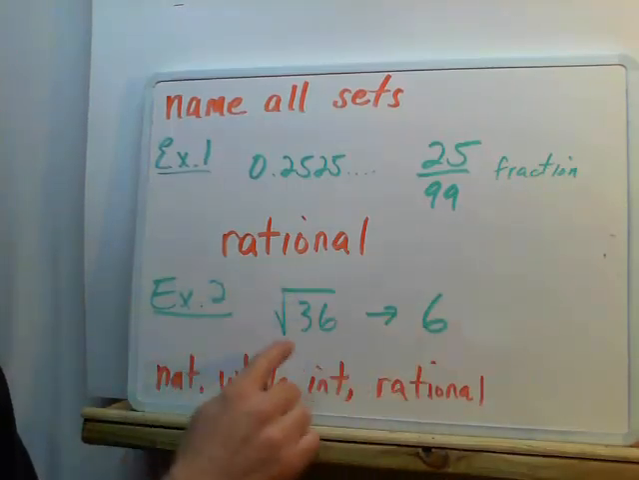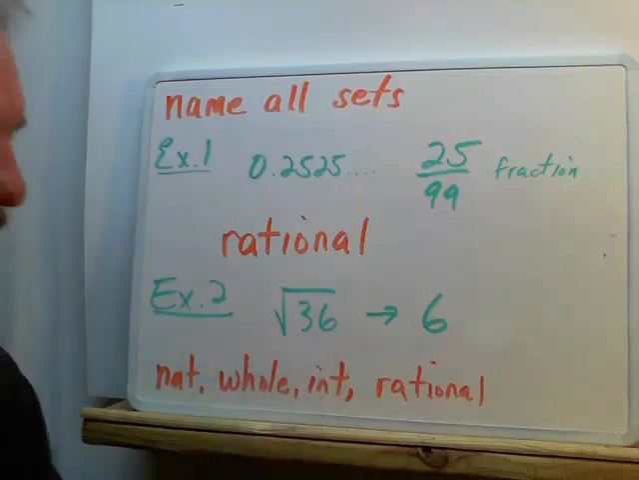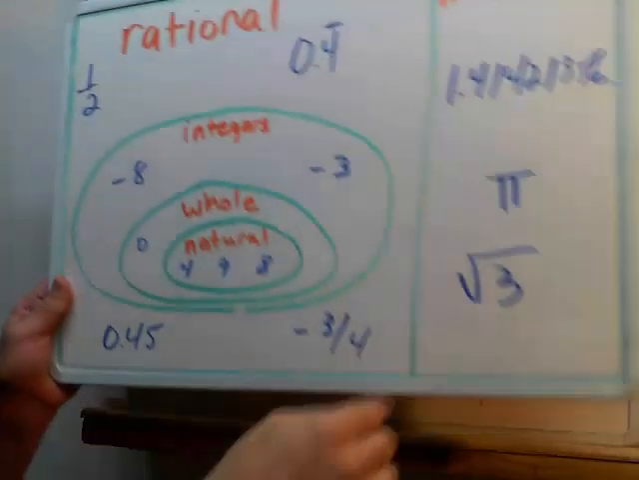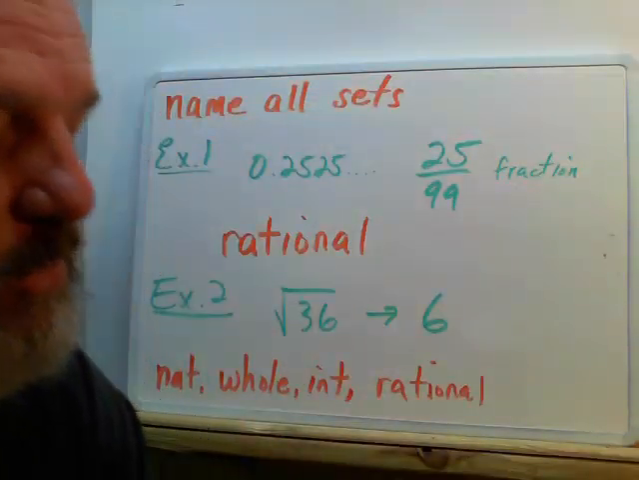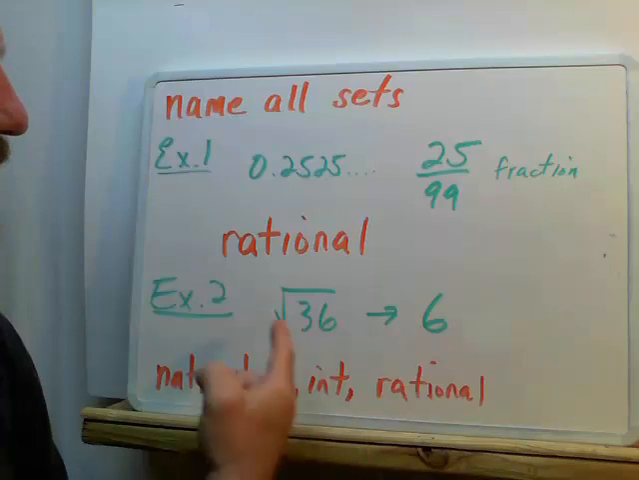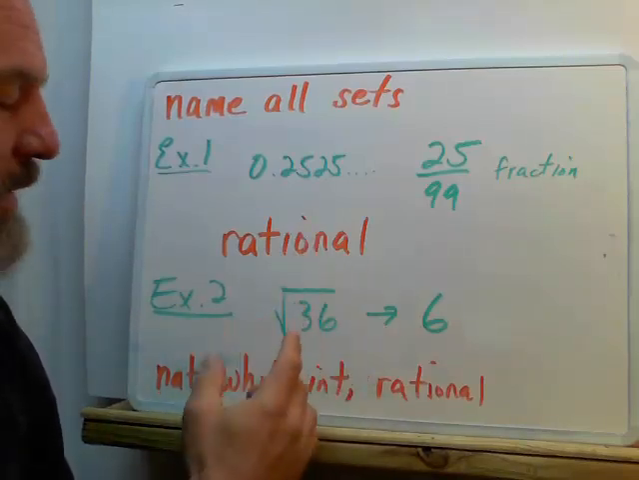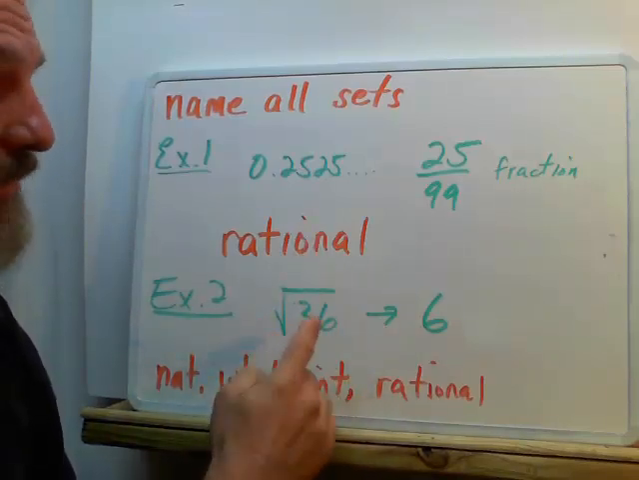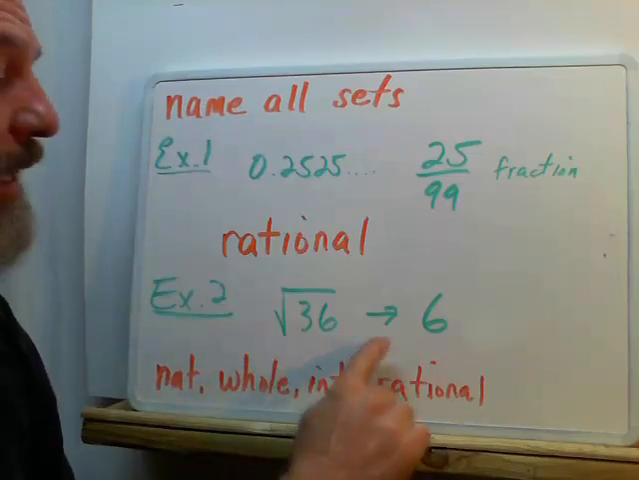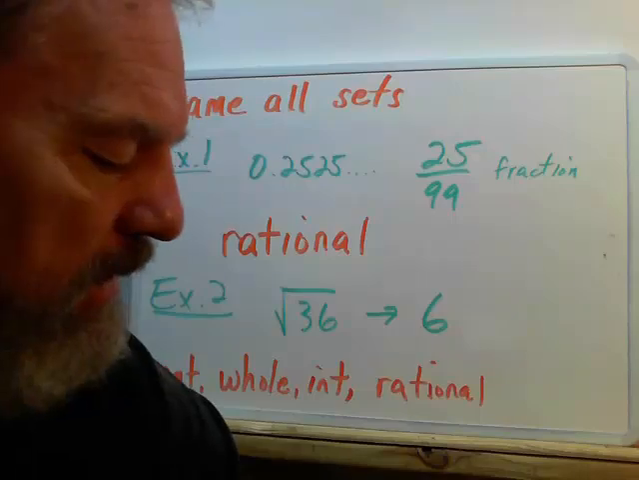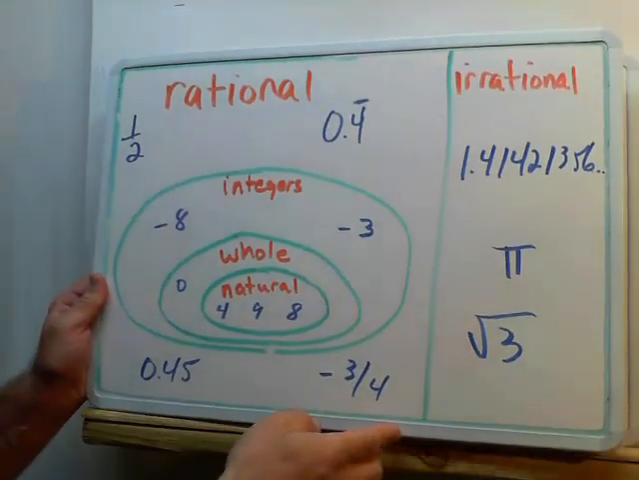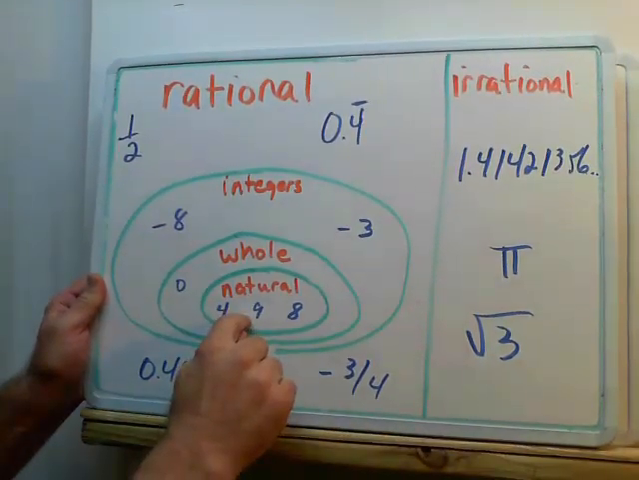Okay. Example number 2, we have the square root of 36. Now when we looked at this, we had square root of 2 and square root of 3 that were irrational, but just because it's a square root does not make it irrational. You have to evaluate it, and the best way to do that is put it in a calculator for some of these. But this one we know in our head, that's the number 6. Well, the number 6, where does it belong on the chart? The number 6 belongs right here.